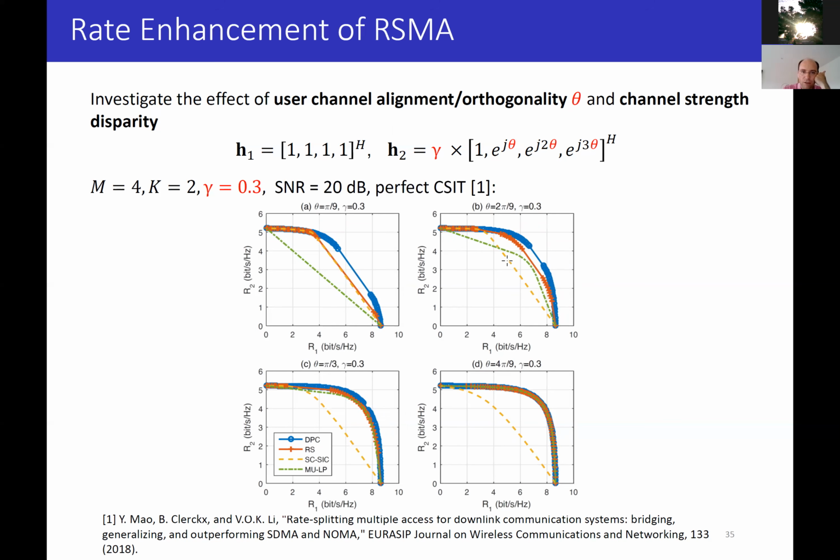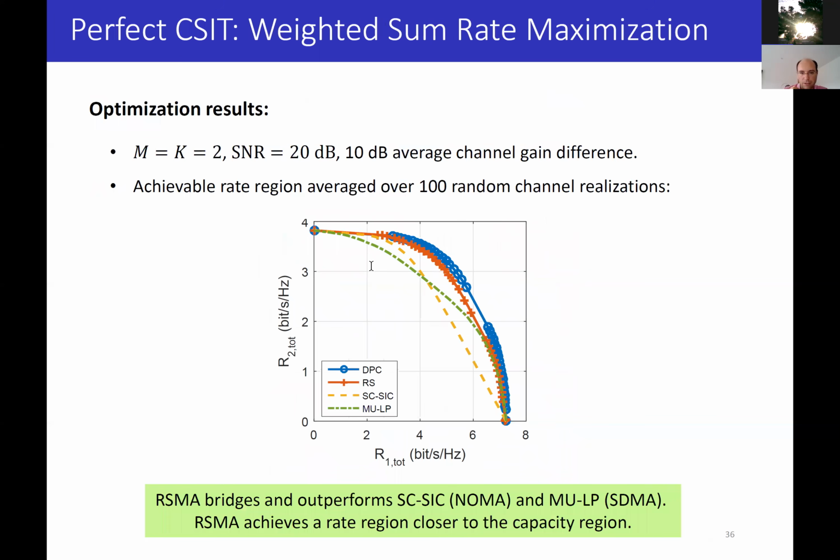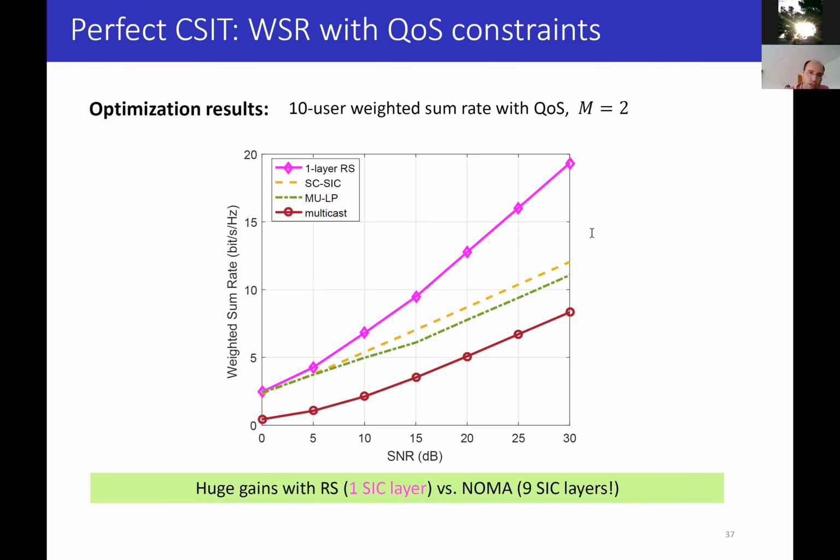Right, so this is when you have random channels, perfect CSIT. Again, you see the rate splitting in red comes closer to DPC and is always larger than NOMA and SDMA. This is another example where you have 10 users now, you want to have a quality of service and you have only 2 transmit antennas.